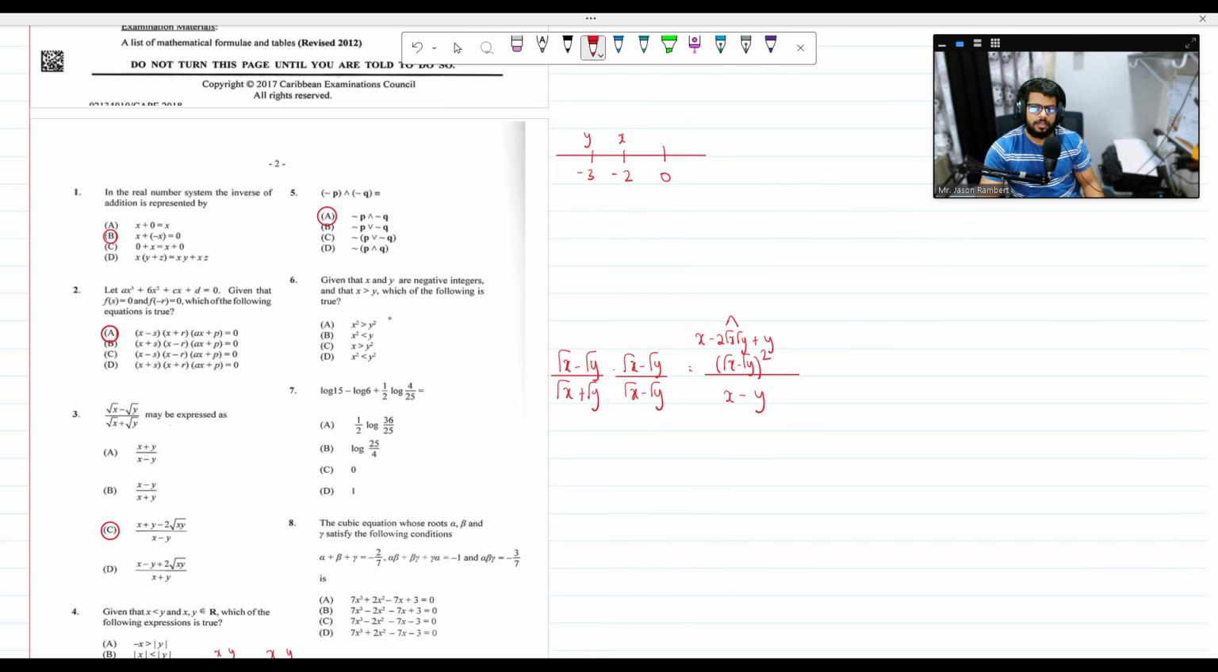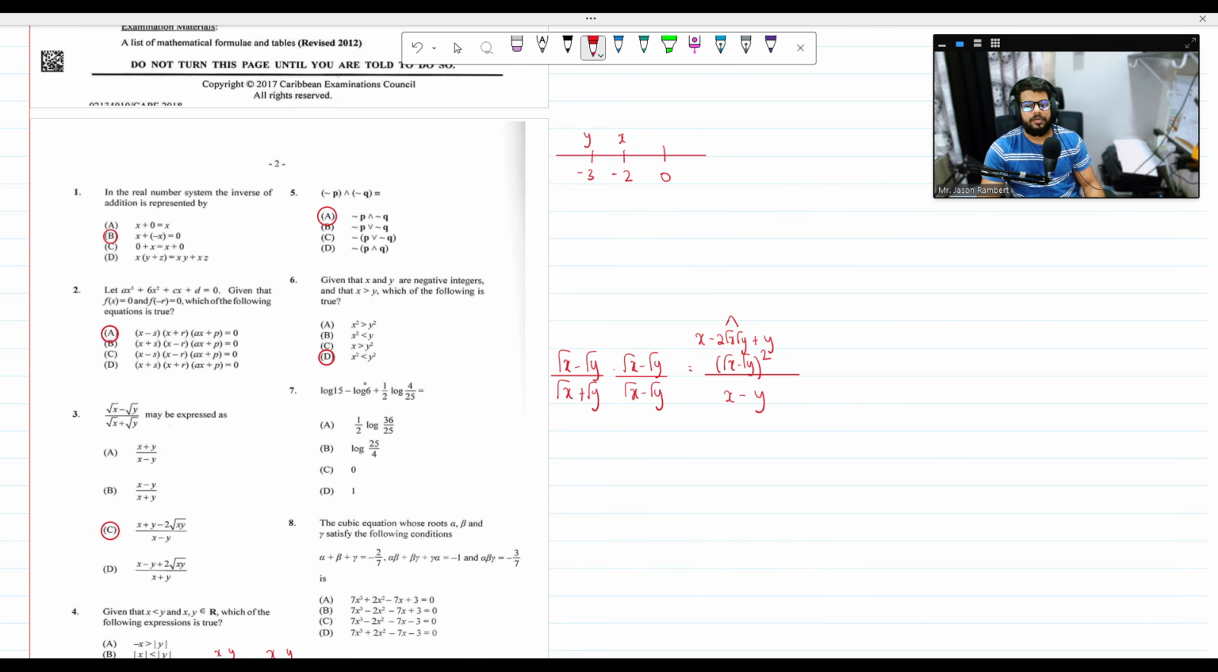Let me test option E. Is x squared greater than y squared? Is minus 2 squared greater than minus 3 squared? Nope. Is x squared less than y? Is minus 2 squared less than 3? Nope. Is x greater than y squared? Is minus 2 greater than minus 3 squared? Nope. And is x squared less than y squared? Yep. Cool.